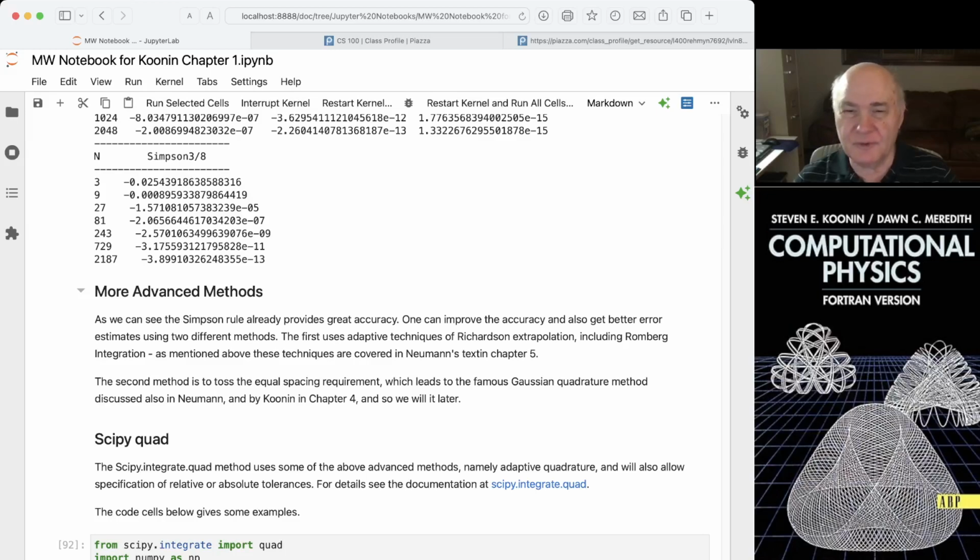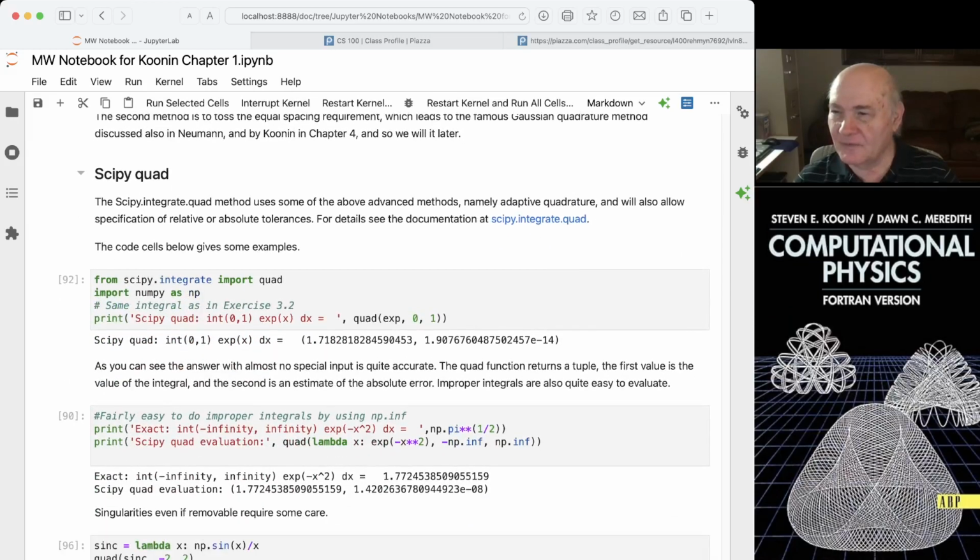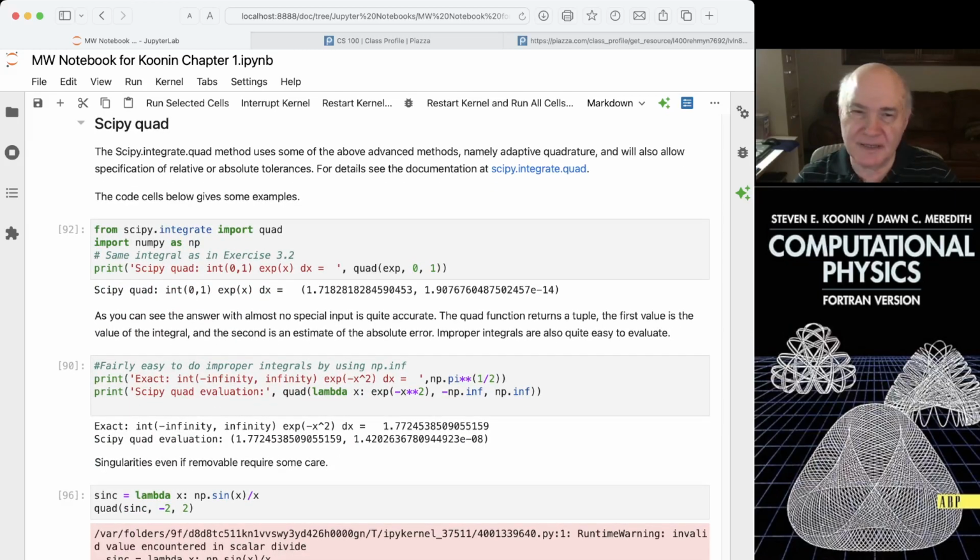But there are other methods where we will require more accuracy, like the famous Gaussian quadrature method, which Koonin treats in Chapter 4 and Newman in Chapter 5. It's a very interesting method, but the Gaussian quadrature does not have equal spacing. That's the key. It gets higher accuracy, but it gives up the equal spacing. Anyway, I just want to talk about SciPy. SciPy has a function quad, which is based on the original Fortran version from about 1977, so it's been very well tested.